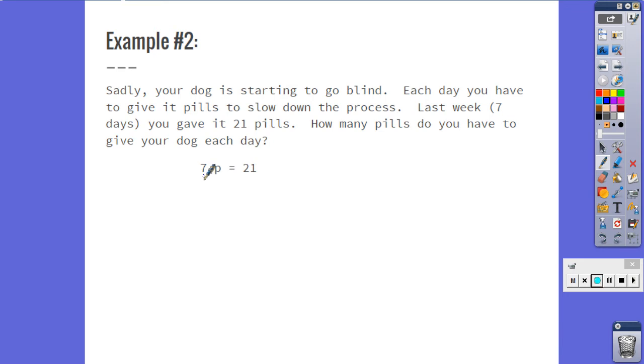So again, we have our number of days times the number of pills is going to equal the total pills that we gave. And since this is being multiplied, I know that I need to divide, which is my inverse operation, to get p by itself. So p in this case is the number of pills, and 21 divided by 7 is going to be 3 pills per day.